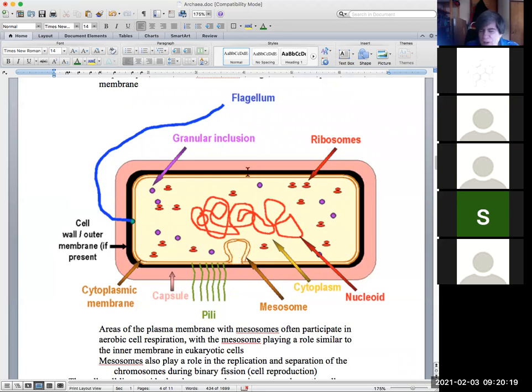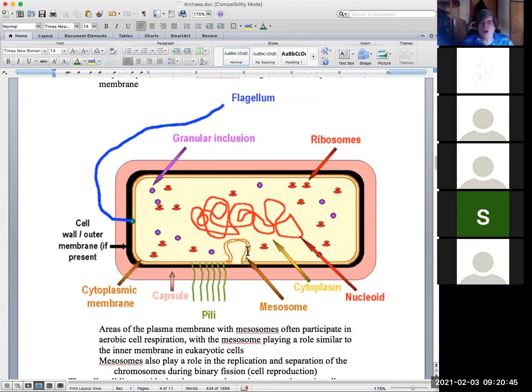And this black part is the cell wall. Now, notice there's a thin brown line inside this. This is the plasma membrane. And notice that this plasma membrane has an indentation in it. This is called an invagination. And an invagination is where something bends inward. And this invagination is called a mesosome.